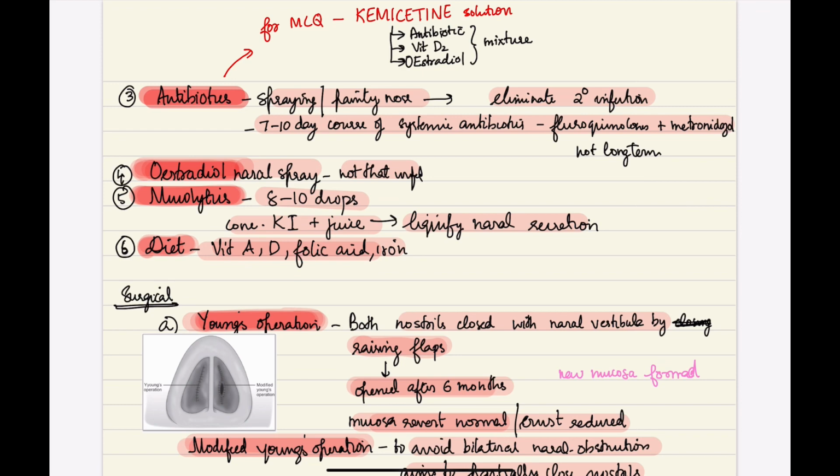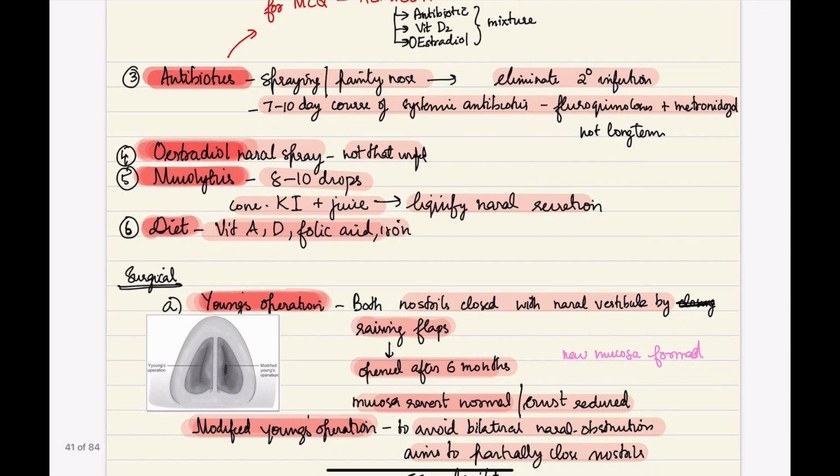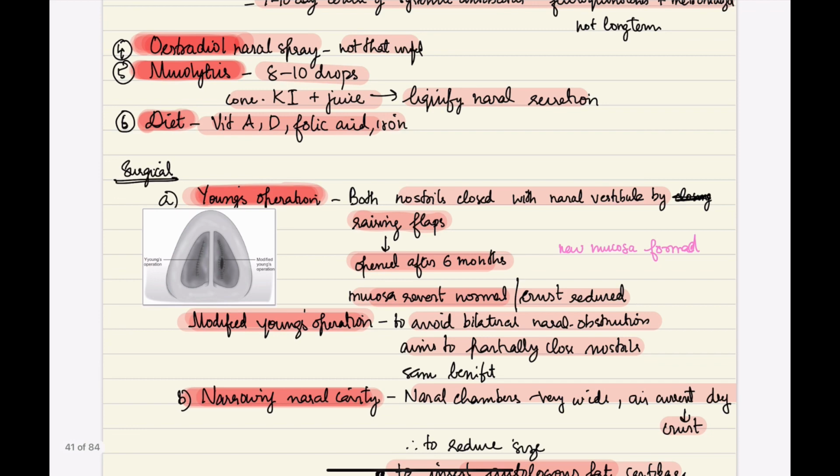If the patient finds difficulty in doing repeated nasal irrigation and taking antibiotics, we can give them surgical intervention such as Young's operation, in which both nostrils are closed at the nasal vestibule by raising the flaps, which can be opened only after 6 months. So for the 6 months, the patient will be breathing through the mouth, not through the nose, which will give them bilateral nasal obstruction.